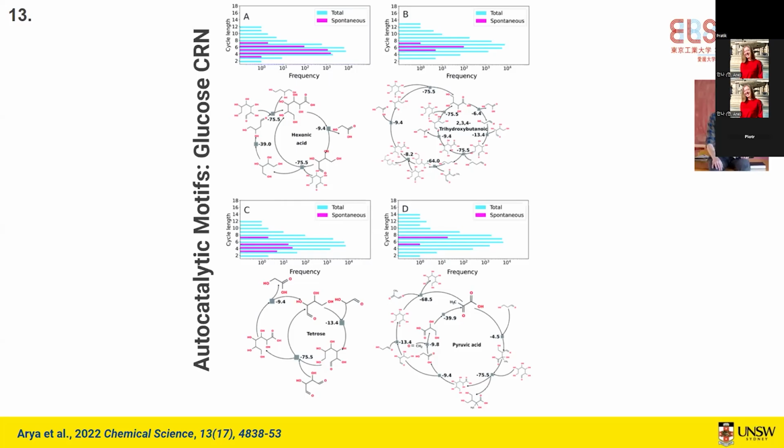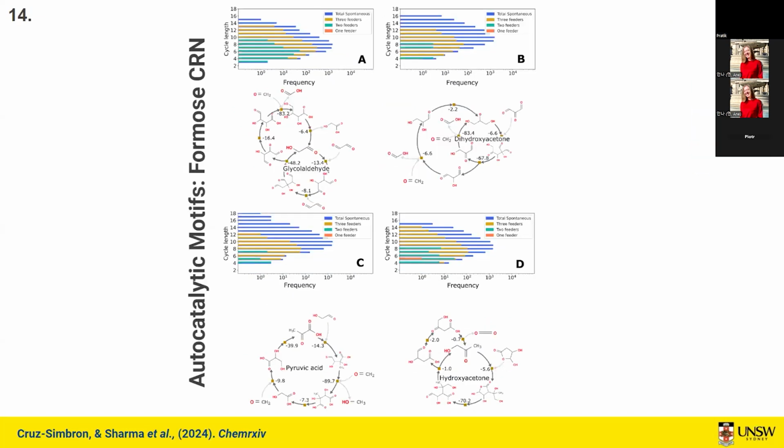We have the cycle frequencies, and we also calculated covariance. We can give you how many of these cycle lengths are spontaneous or non-spontaneous based on spontaneity, and we get the delta G values out. This kind of work is really important for experimentalists to design their experiments when they go into the lab. And the same goes for autocatalytic motifs in formose.